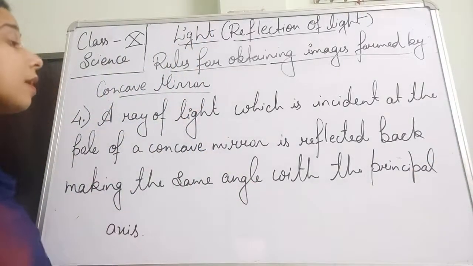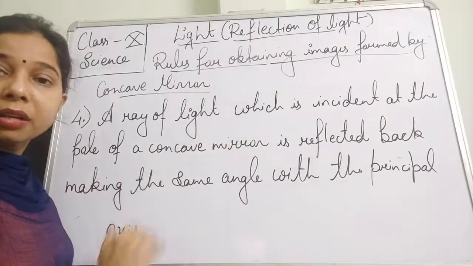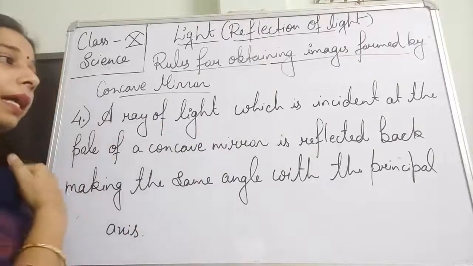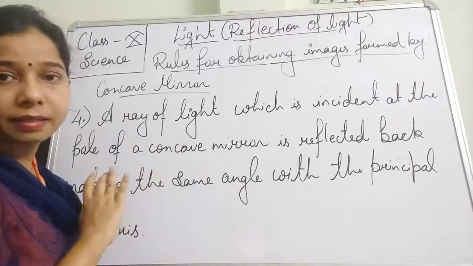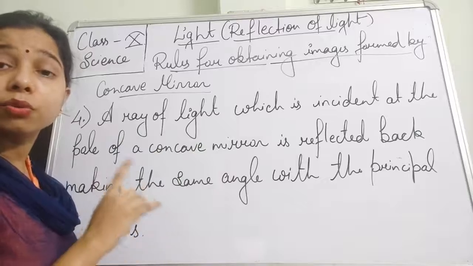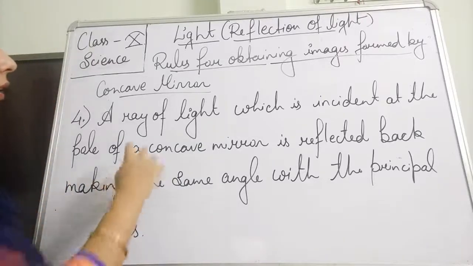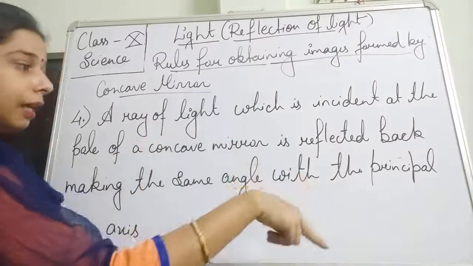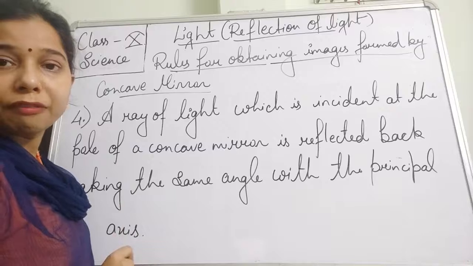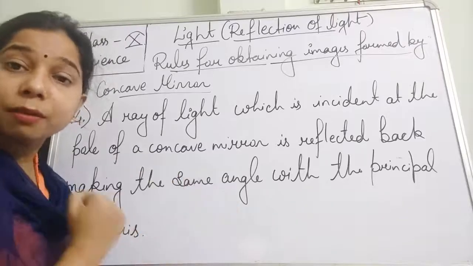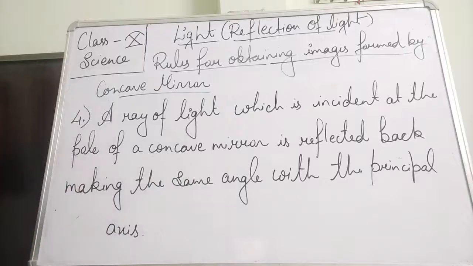You see, students, a ray of light which is incident at the pole of the concave mirror is reflected with the same angle to the principal axis. That is also a rule, and I will tell you what it means. When a ray of light is incident at a certain angle at the pole of the concave mirror, it gets reflected back with the same angle to the principal axis.